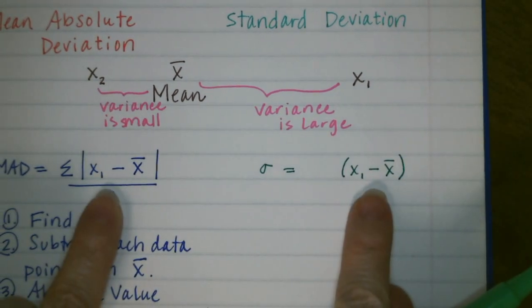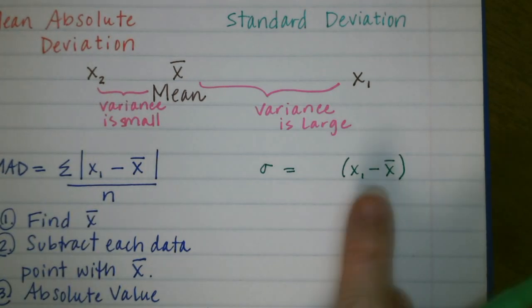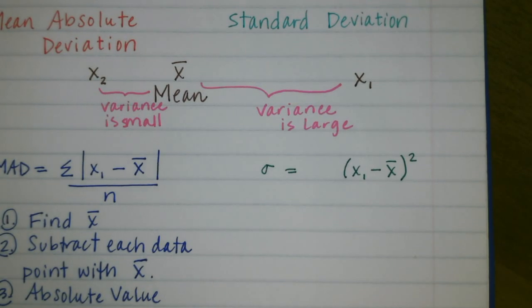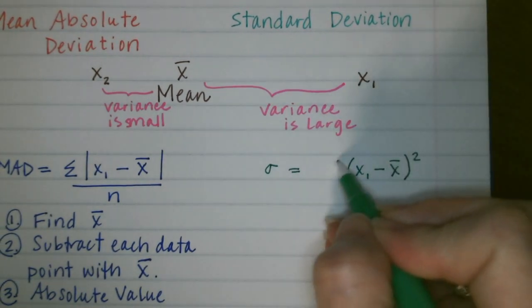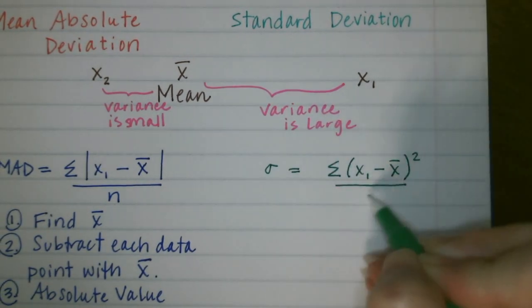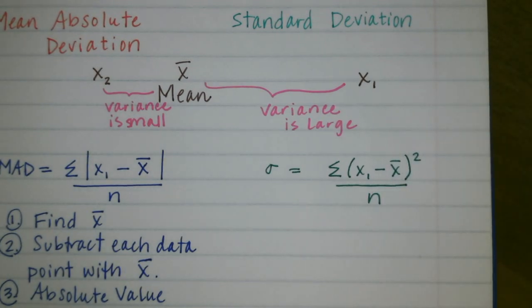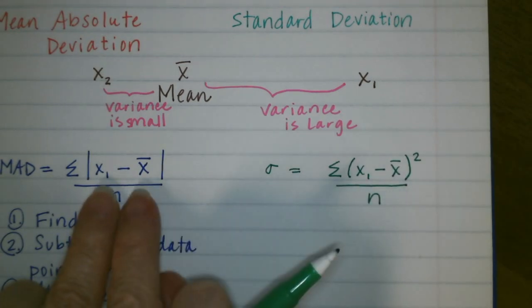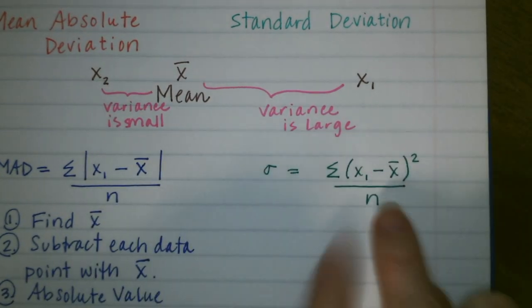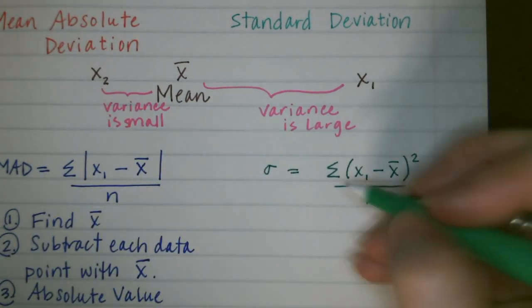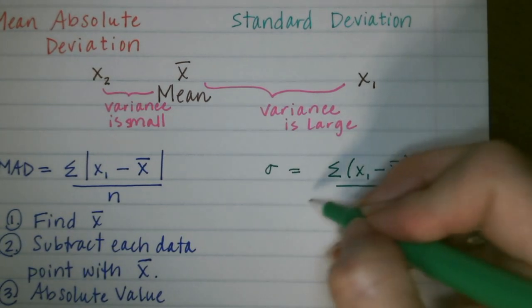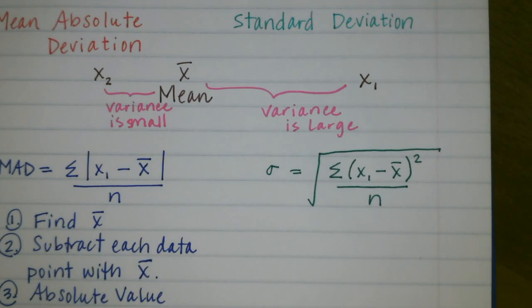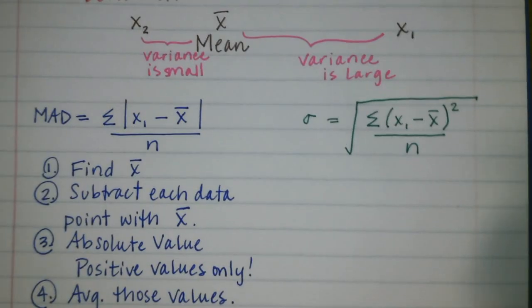So it's very similar to this. But instead of taking the absolute value, we're going to square it. Okay, then we're going to add all those up and take the average of those. So kind of similar. So the difference here is instead of taking the absolute value of it, we're going to square those numbers. But for standard deviation, once we get that number, we're going to take the square root of it. All right, so these are those steps.